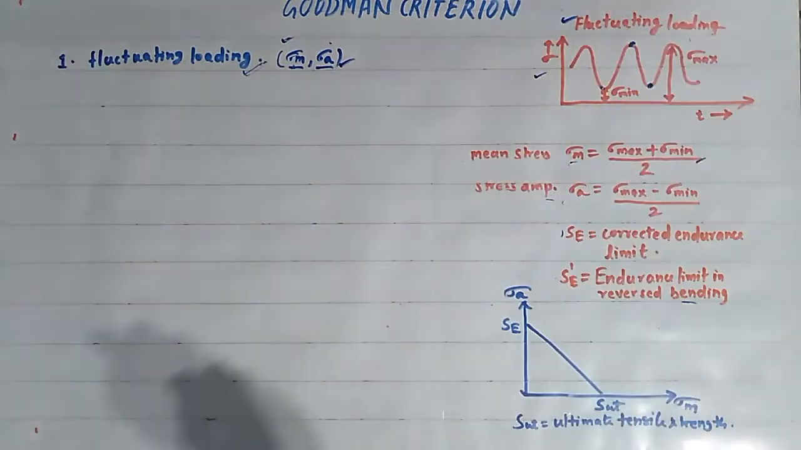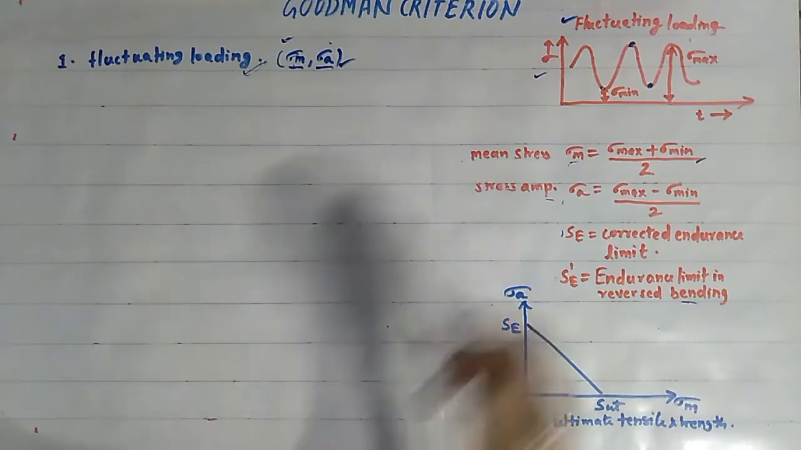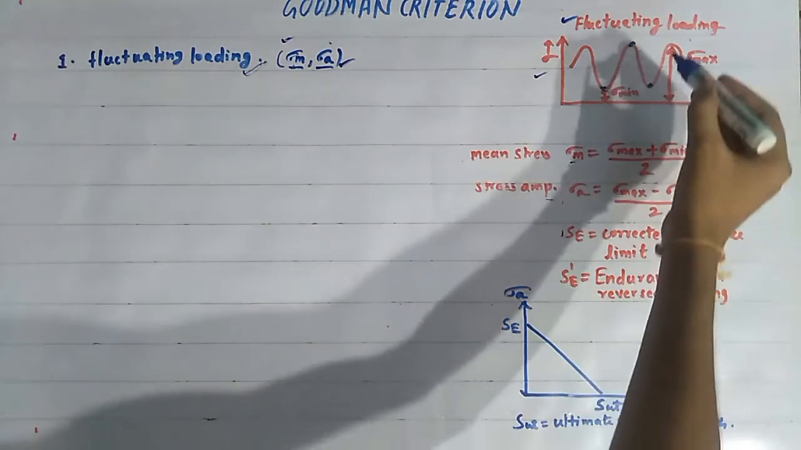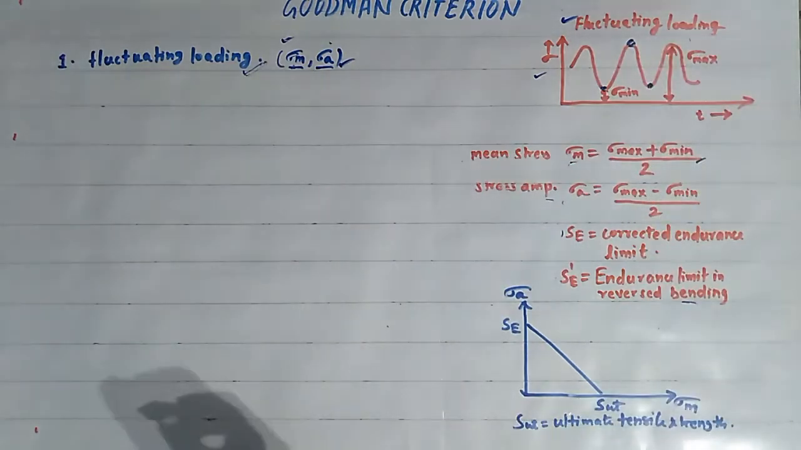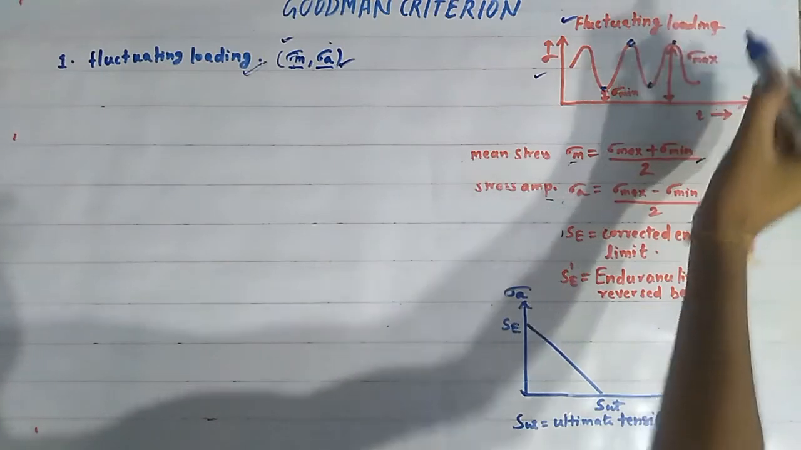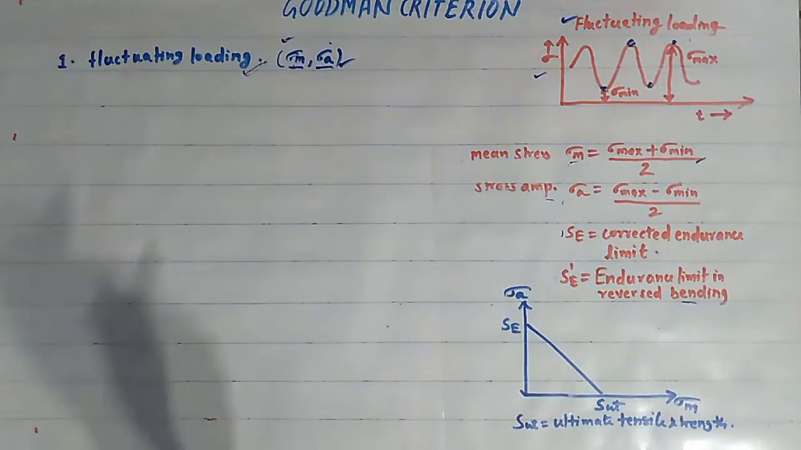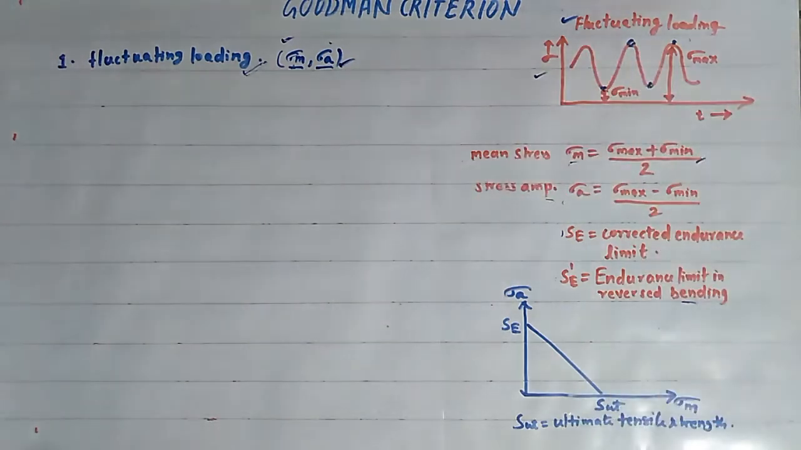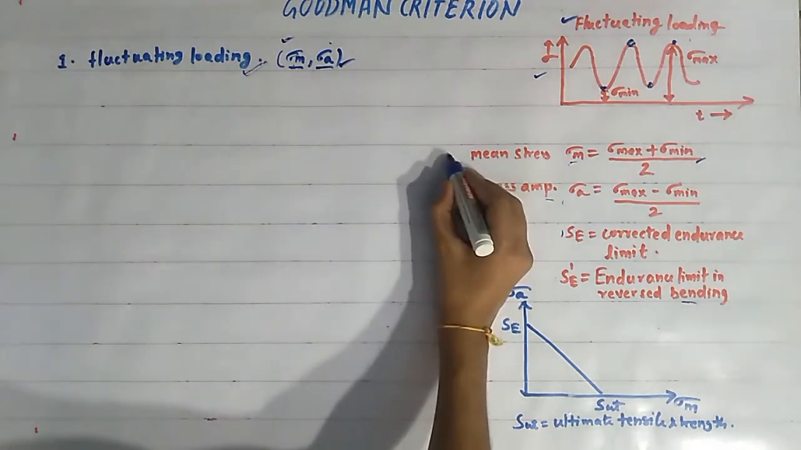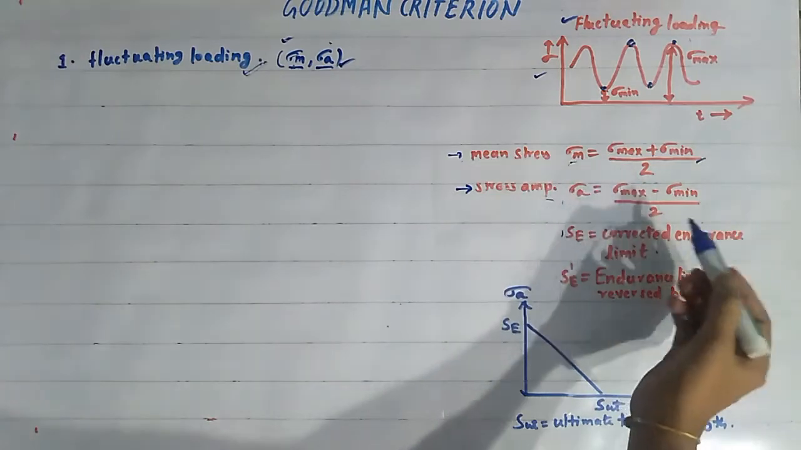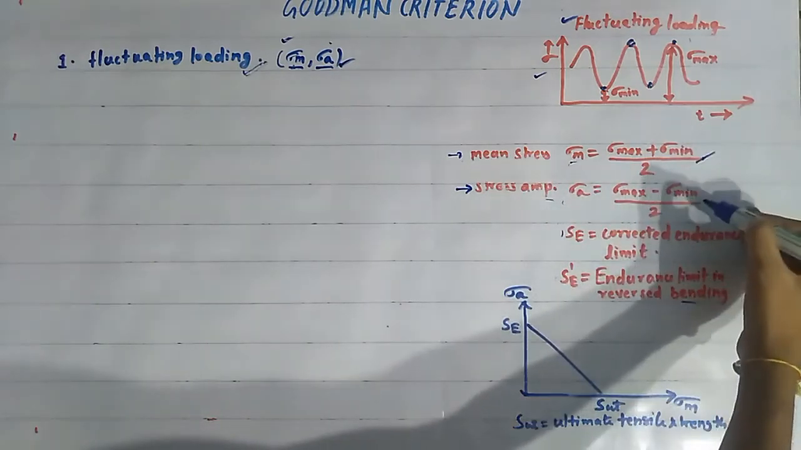That is, the fluctuating loading is a loading in which the value of stress varies from a certain minimum value to a certain maximum value, and it again goes to a certain minimum value and again goes to some maximum value and follows this type of pattern, and the shape of the curve is sinusoidal in nature. So this type of loading is called fluctuating loading condition, and there are two important points, the mean stress and the stress amplitude, which are denoted by sigma m and sigma a, and whose values can be found using these two formulas.